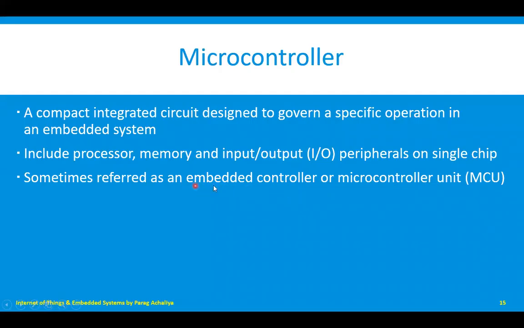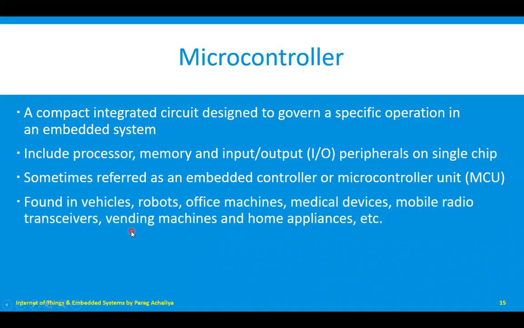As you know, the meaning of embedded is that different things are embedded together. That's why an embedded controller will have different things like your processor, memory, and IO peripherals. That's why it is embedded in nature and is named embedded controller, or microcontroller unit, because this unit will be a single chip and it will have these three components on it. That's why a microcontroller can be known as either an embedded controller or a microcontroller unit, that is, MCU.